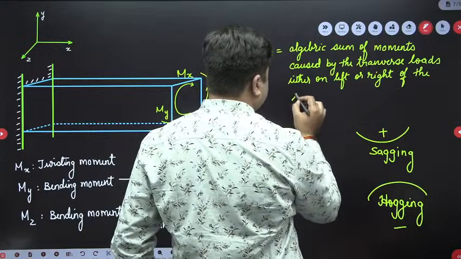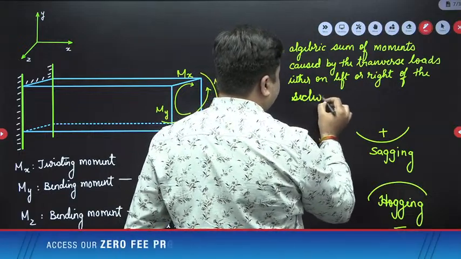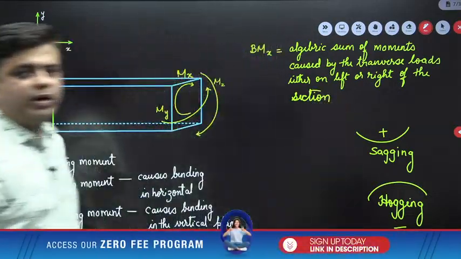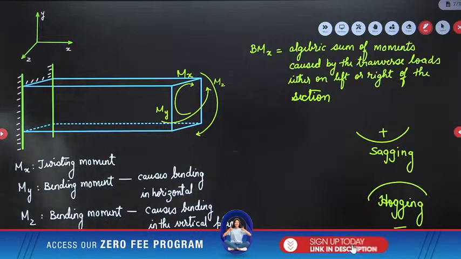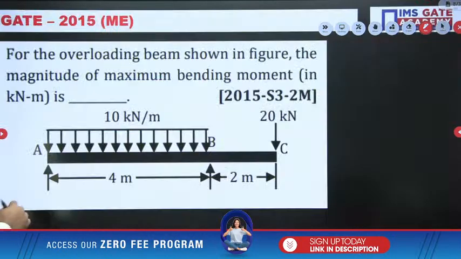Right of the section, and sagging moment will be positive and hogging moment will be negative. Okay. So let's see some questions. So this is the first question.